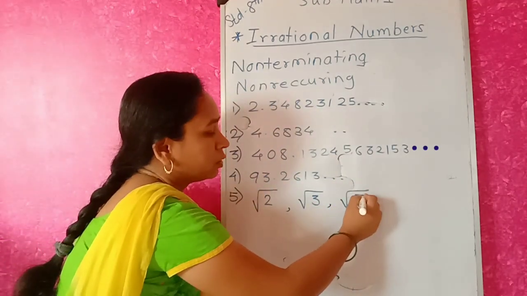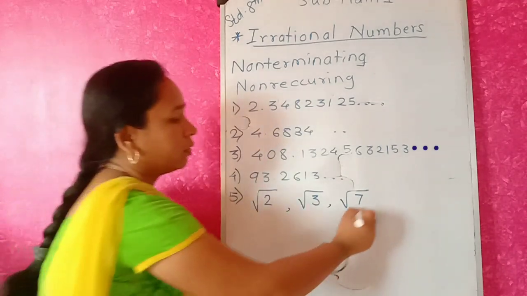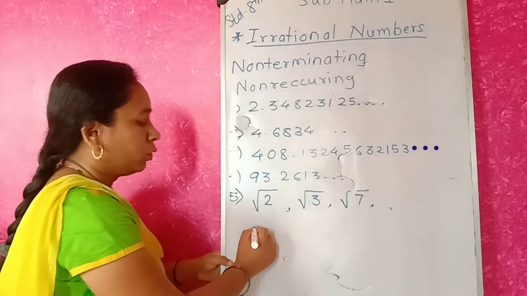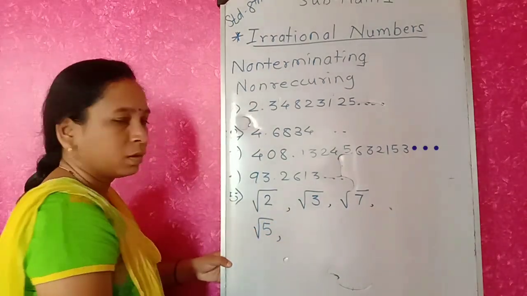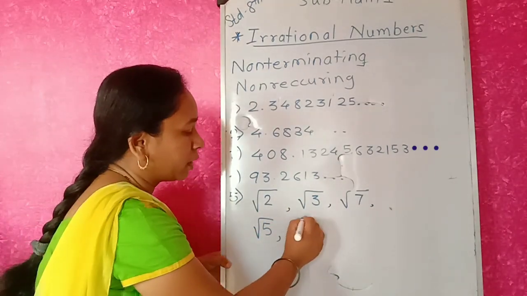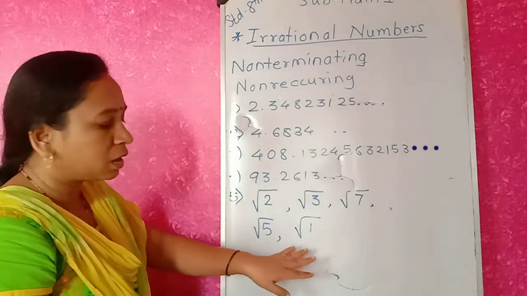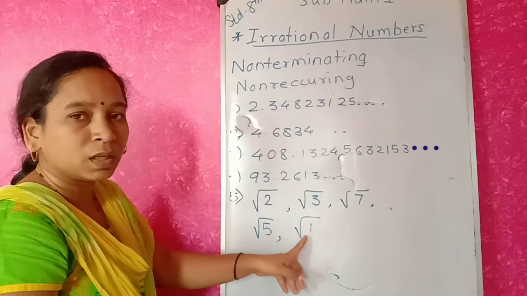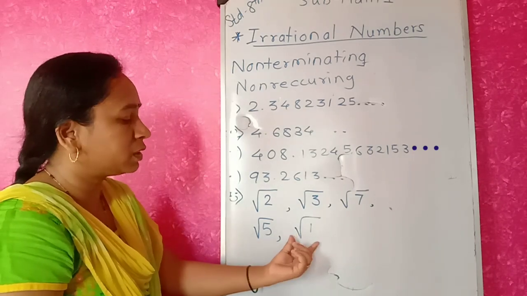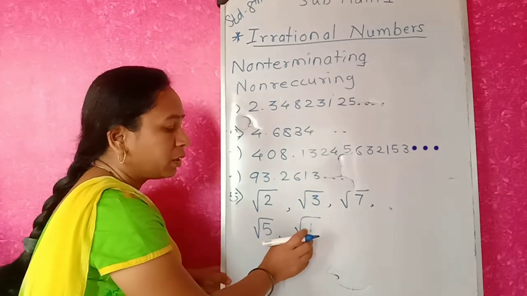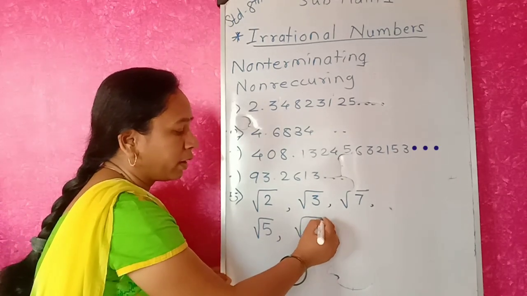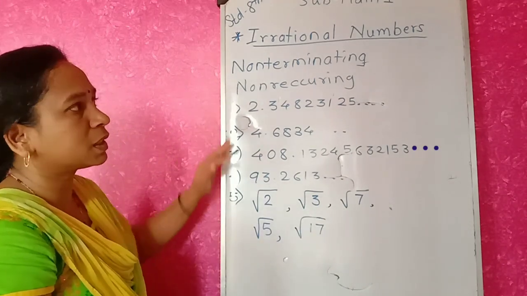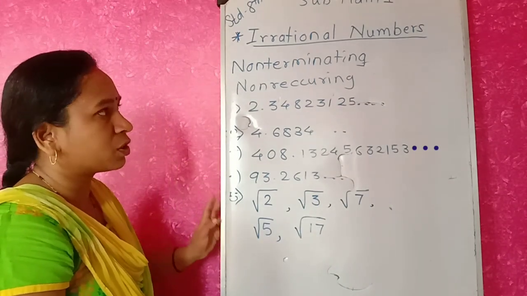Next, root 7, irrational number. Root 5, irrational number. But if I consider root 1, it is a rational number. Why? Because 1 is a perfect square number. The square root of 1 is 1, so it is a rational number. So here I will write 17. So this is an irrational number. All these examples are of irrational numbers.